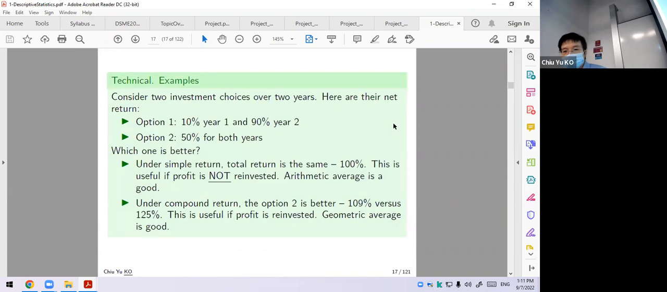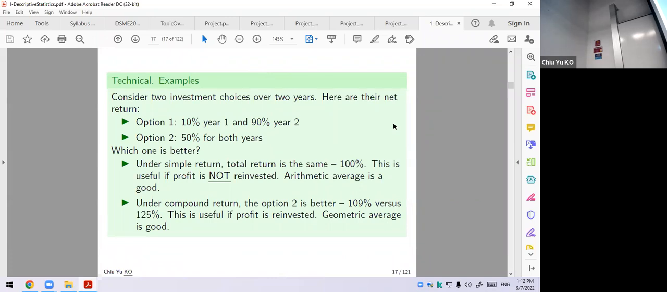Because, look at investment. This is a classical example in the investment textbook. It's the power of compound interest, right? So look at 2 investments. Option 1 is 10% in year 1 and 90% in year 2. Option 2 is 50% for both years.